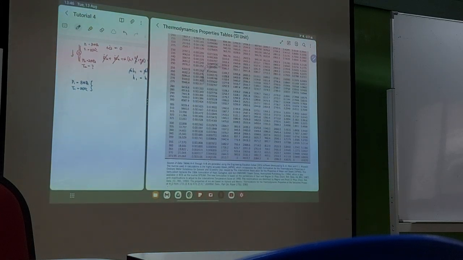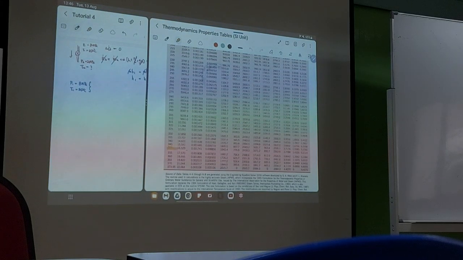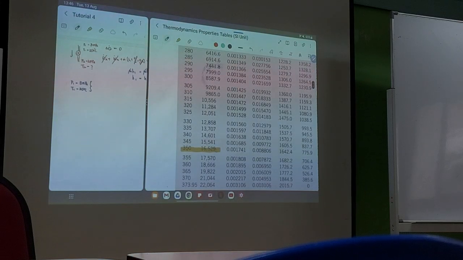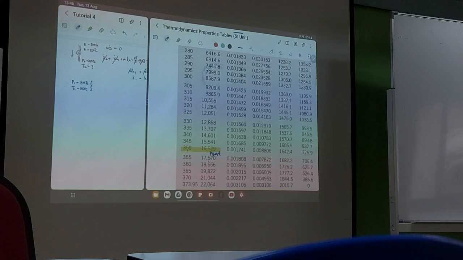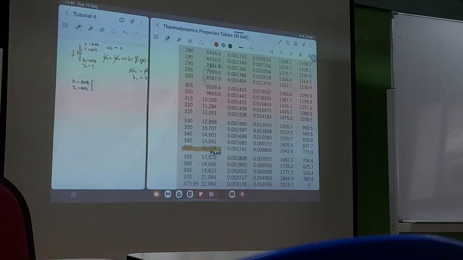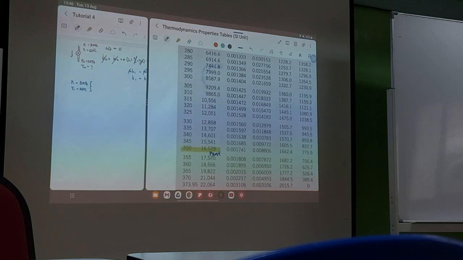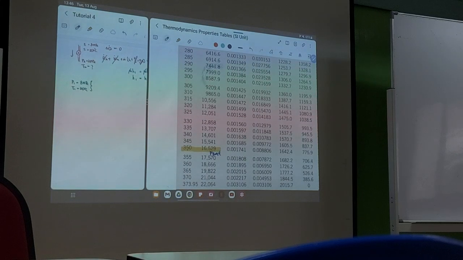So at 350, the saturated pressure is 16,529 kilopascal, which is about 16 megapascal. So in this case, what state do we have here?